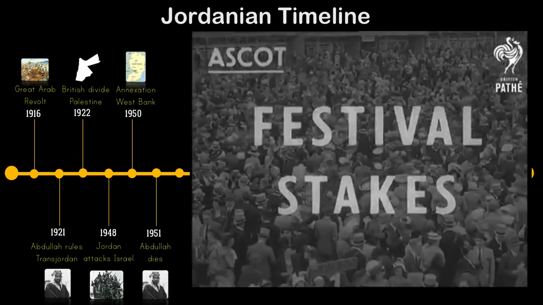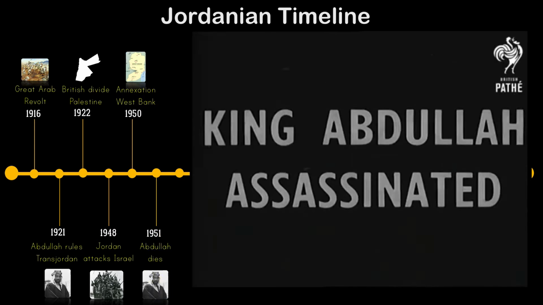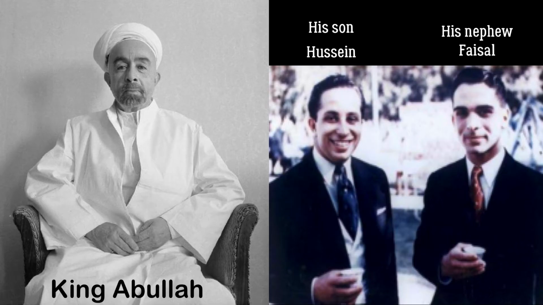And so in 1951, Abdullah dies. And by the way, when he's assassinated, I put here his son, it's actually his grandson. The assassin was a member of the Jihad Muqaddas, and he shot Abdullah in the head. And then his grandson, Hussein, is by his side, 15 years old.